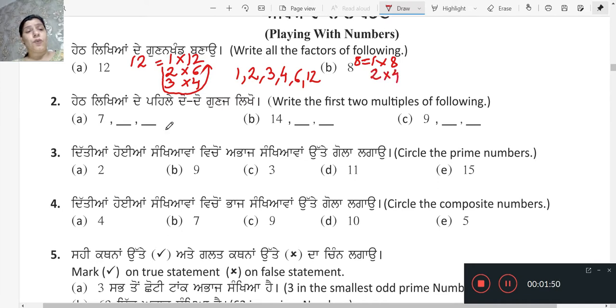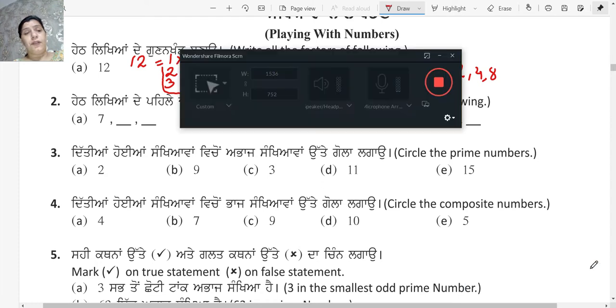Then after 2 it is 3. But 8 is not divisible by 3. 8 does not come in the table of 3. Then next is 4, and 4 is already written. So you will write these factors in the U form. So the factors are 1, 2, 4 and 8. I hope students you have understood this.